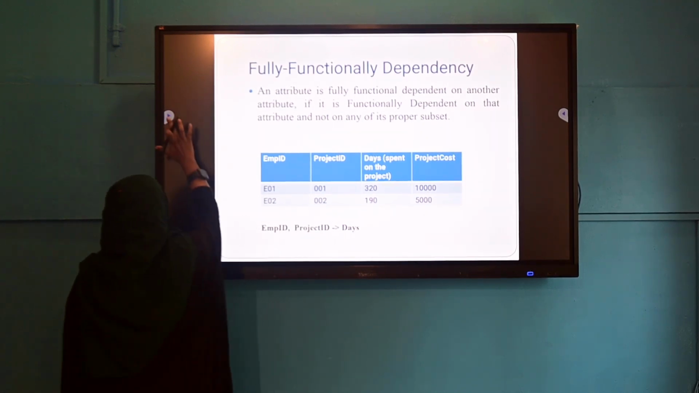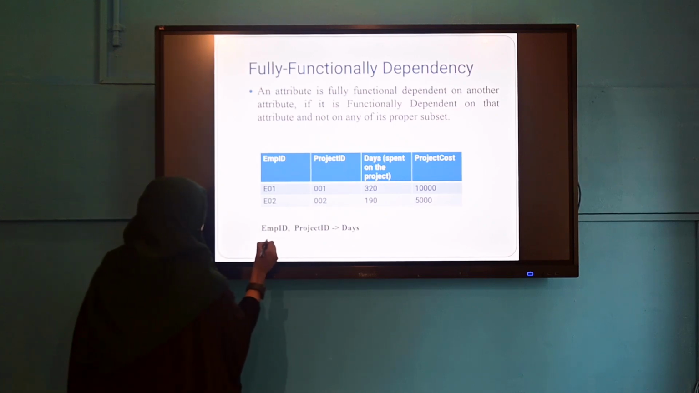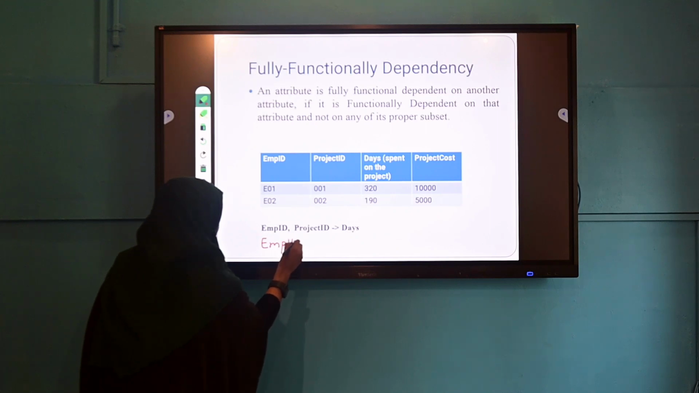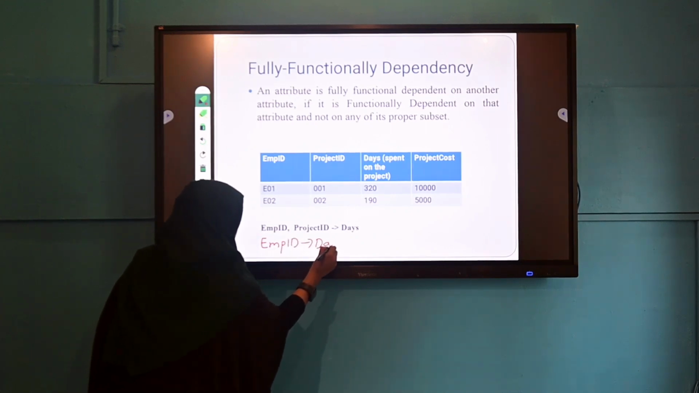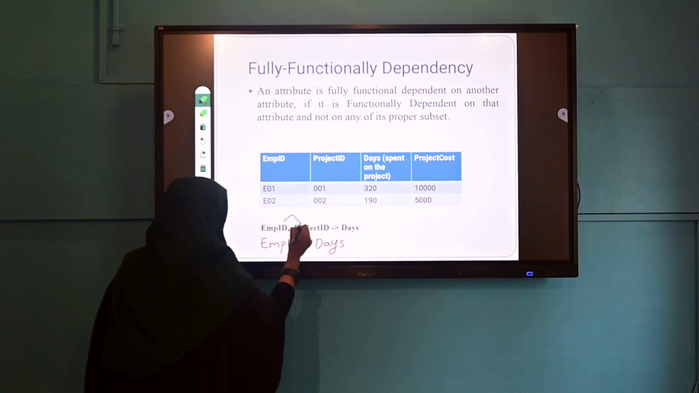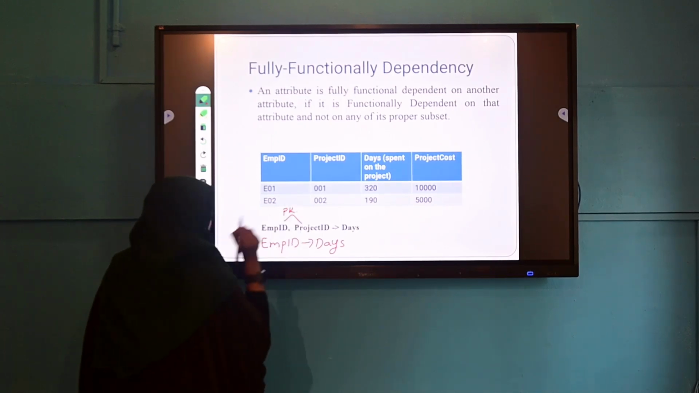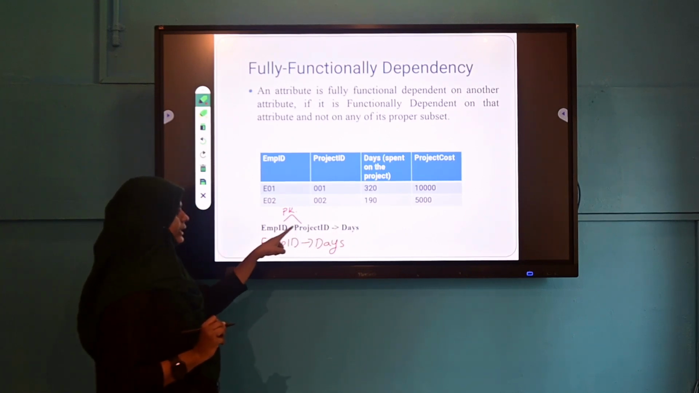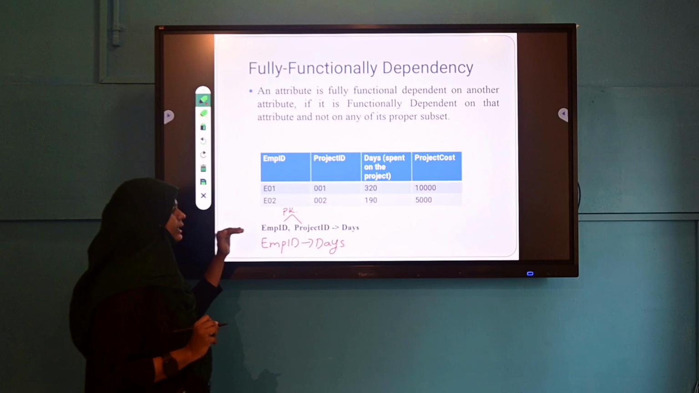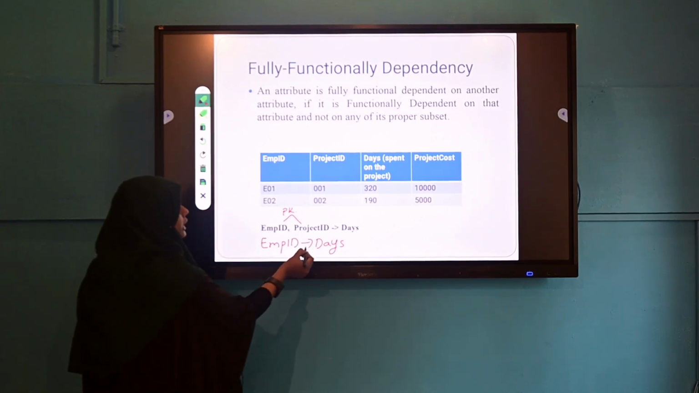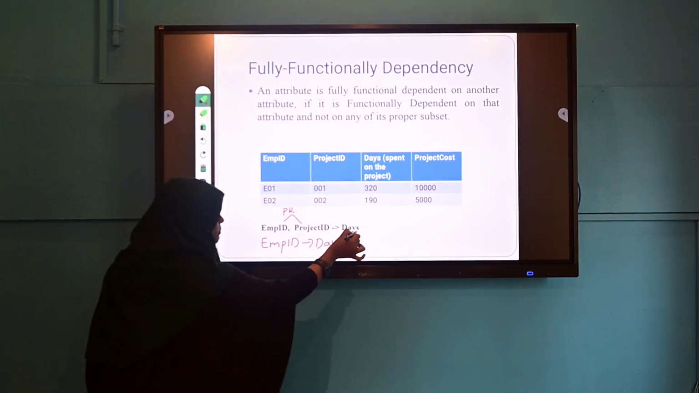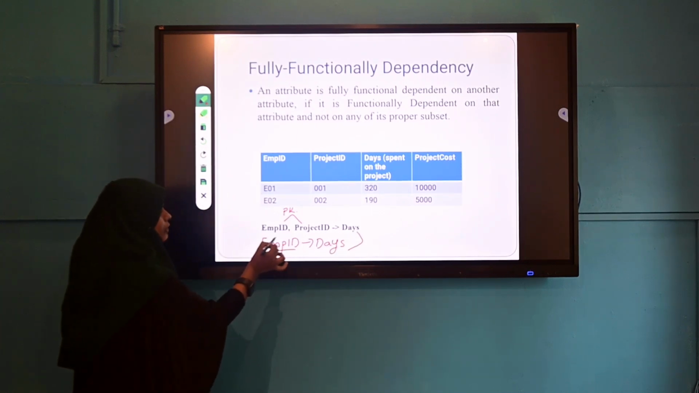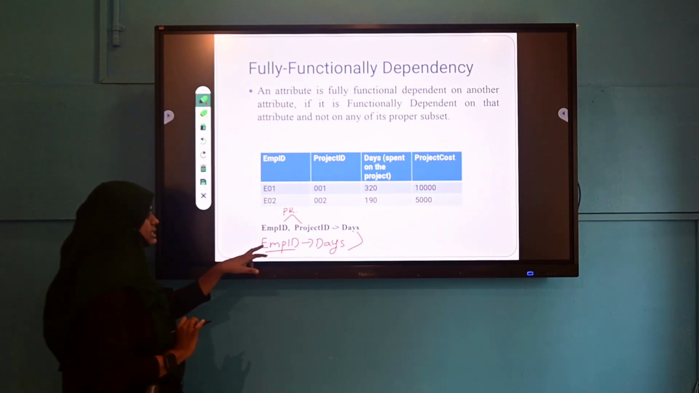Here this is the primary key. To get days, we should have employee ID and project ID. And if we define another functional dependency, employee ID gives days, for the same right hand side, we need only one attribute from the left hand side.